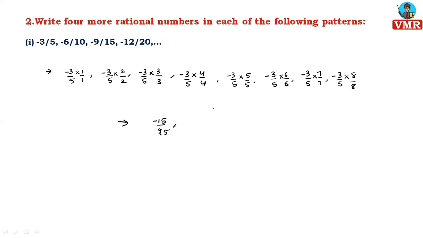This is one of the rational numbers. And next, minus 3 into 6, minus 18. In the denominator, 5 into 6, 30. Next term: minus 3 into 7 is minus 21, and 7 into 5 is 35. Minus 3 into 8 is minus 24, and 8 into 5 is 40. So these are the four rational numbers following this pattern.